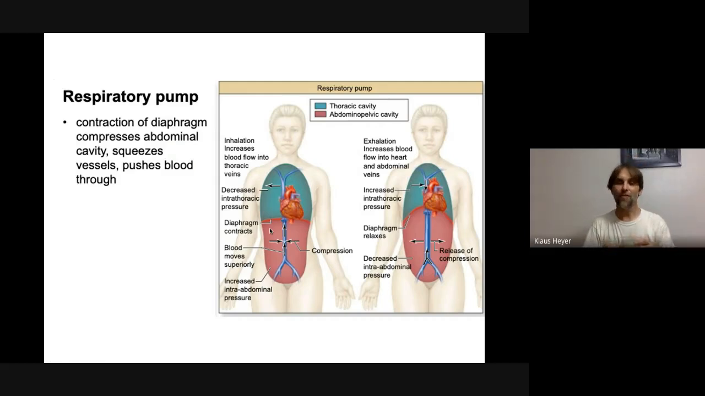Well, when it flattens out, it pushes all of your guts in your abdomen, makes it more crowded in there, and all your guts push on the inferior vena cava. And that helps to push blood up. So when you push on the vena cava in your abdomen, you're creating a higher pressure. And the pressure's lower in your thorax than it is in the abdomen. So the blood wants to go from the higher pressure to the lower pressure. So that's how the respiratory pump works.